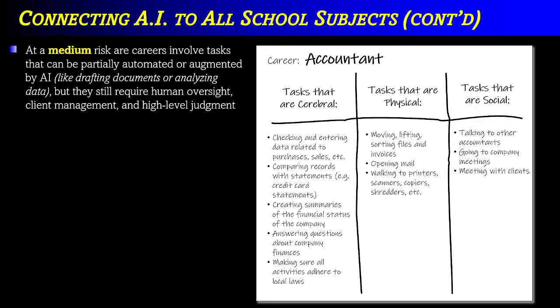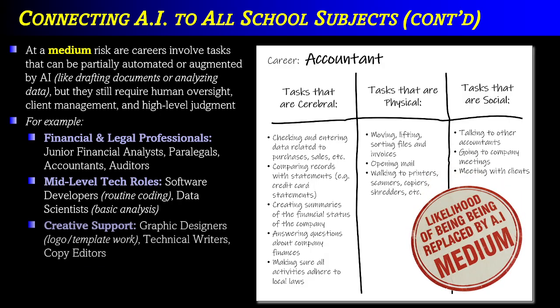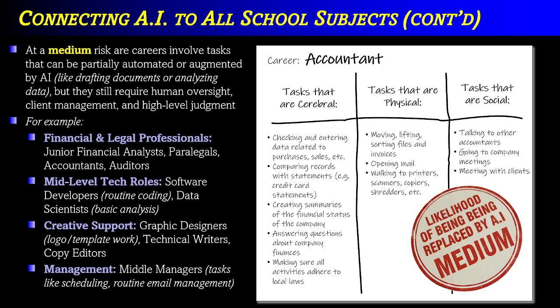Social tasks, yes, you will still have a social component. Speaking with other accountants, going to meetings, and meeting with clients. But because this particular career, the task set within this career, falls a lot more on the cerebral side, I would say that is more of a medium risk, because a lot more of those tasks are being automated by the onset of AI. So other examples could include, within the financial world, junior financial analysts, paralegals, accountants, auditors.